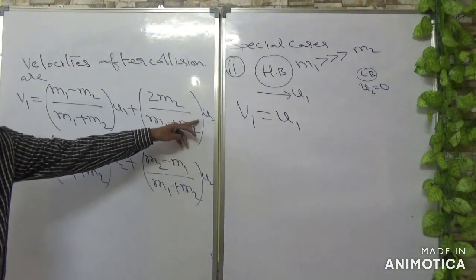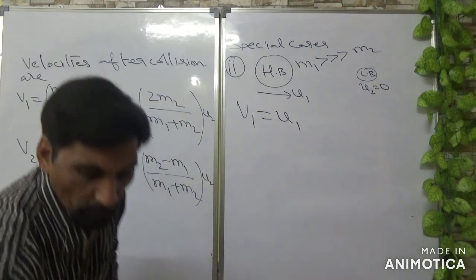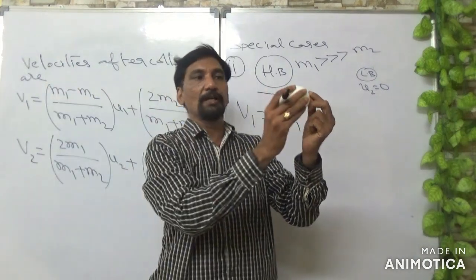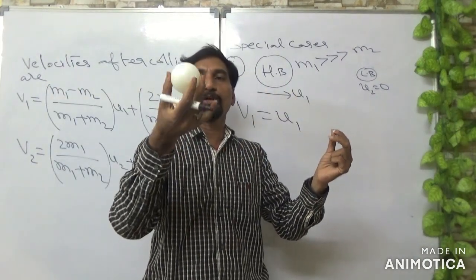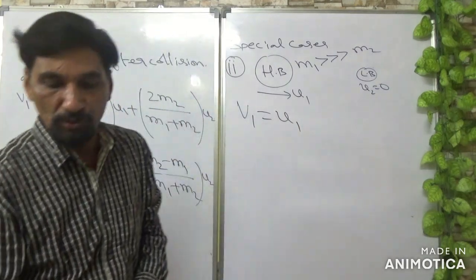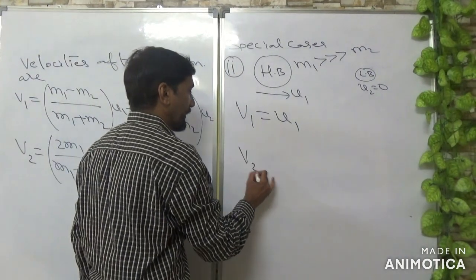And the second body is at rest, so this part will become 0. That means whenever a heavier body hits a lighter body, you will not find any change in its velocity. It is almost the same. Now about the second one.